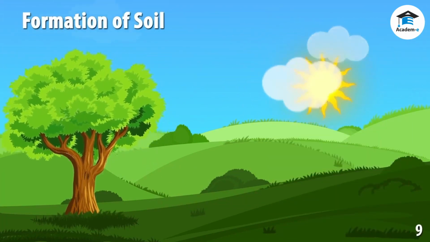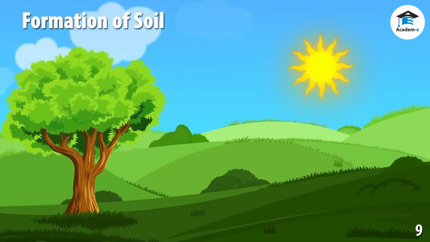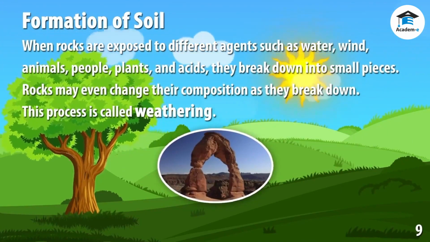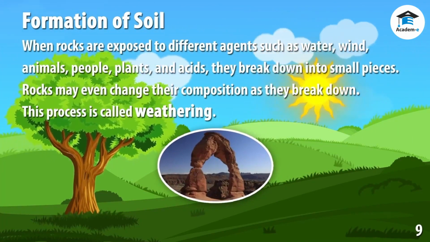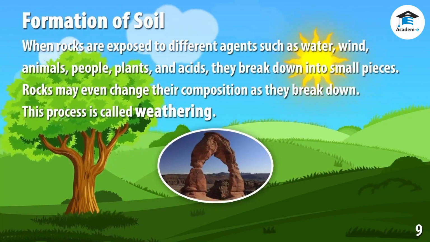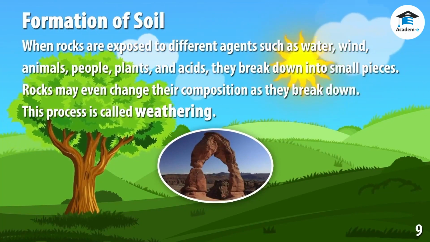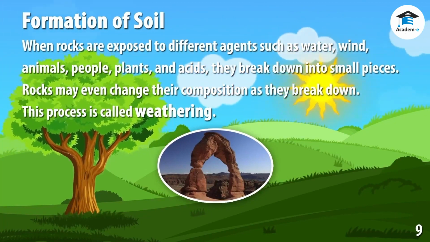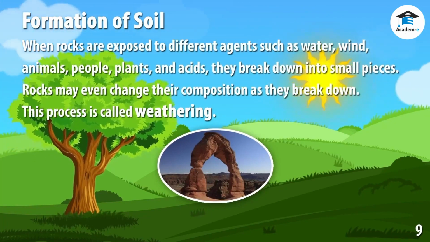Have you ever wondered where soil comes from? Soil comes from rocks. When rocks are exposed to different agents such as water, wind, animals, people, plants, and acids, they break down into small pieces. Rocks may even change their composition as they break down. This process is called weathering.